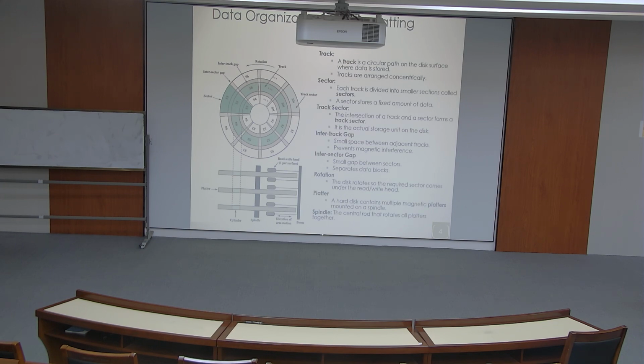Now, we have seen that the disk needs to rotate. It has to rotate until the sector is under the read or write head. You see here we have the rotation, which goes counterclockwise. Then we have the platter and the spindle. The platter is a hard disk that contains multiple magnetic surfaces mounted on this platter.